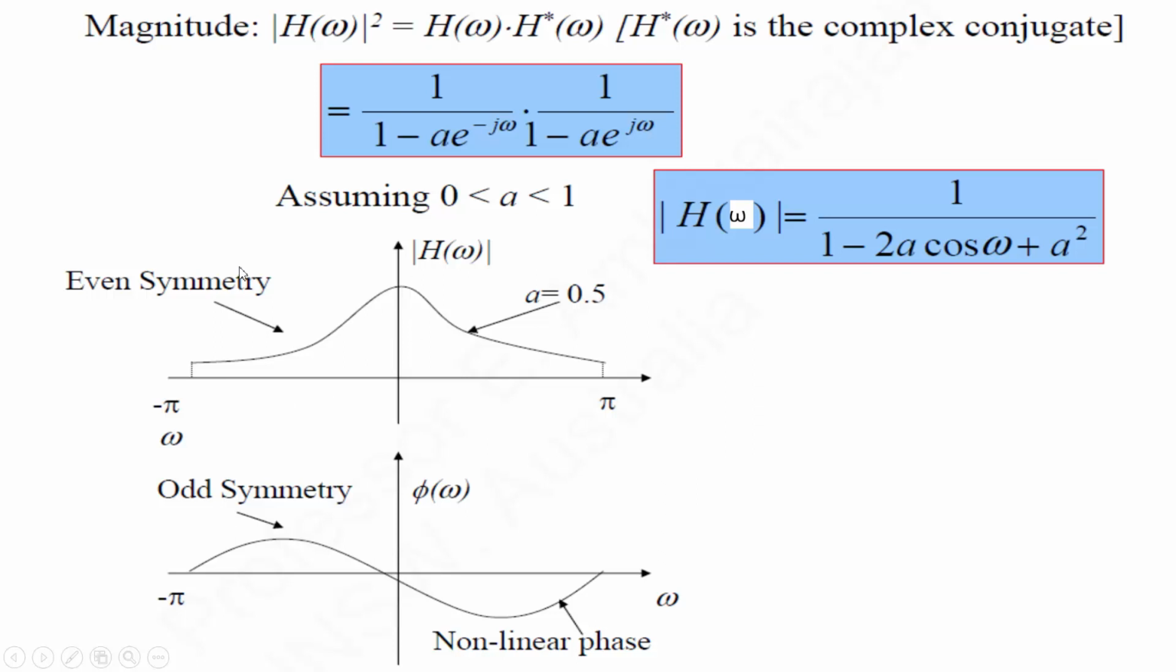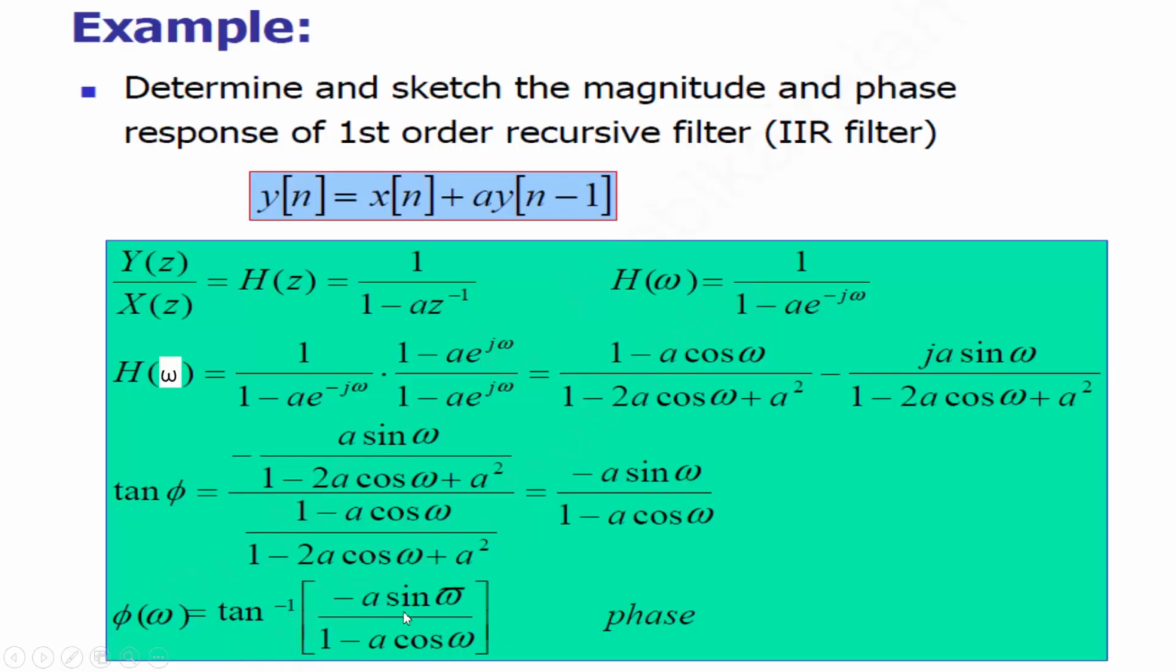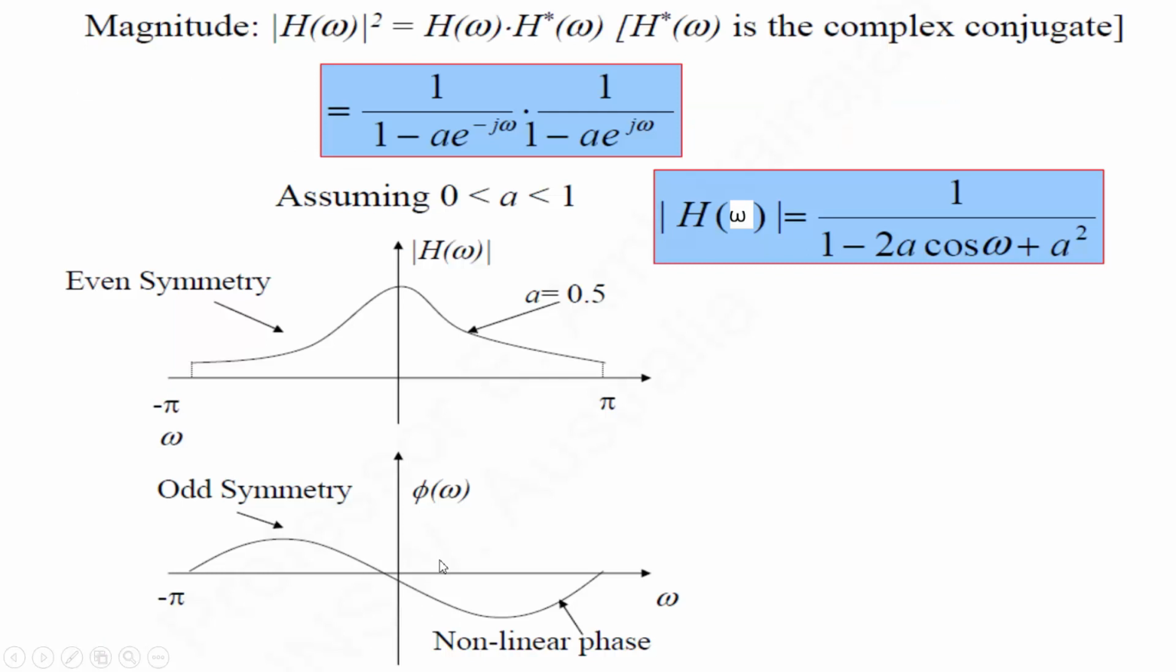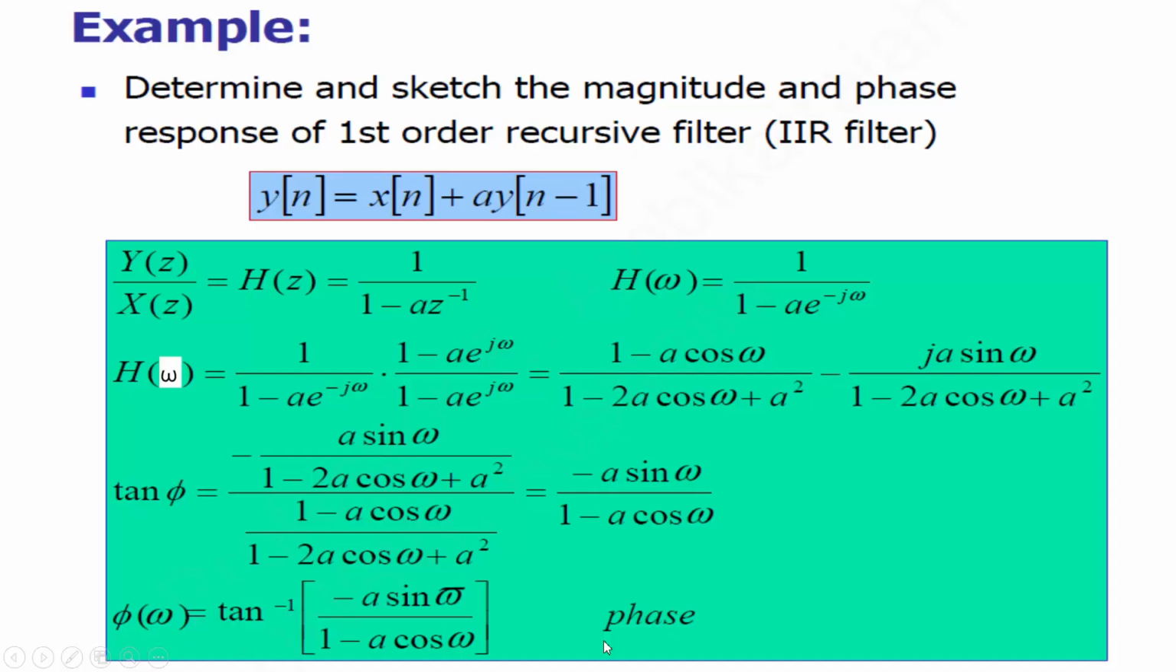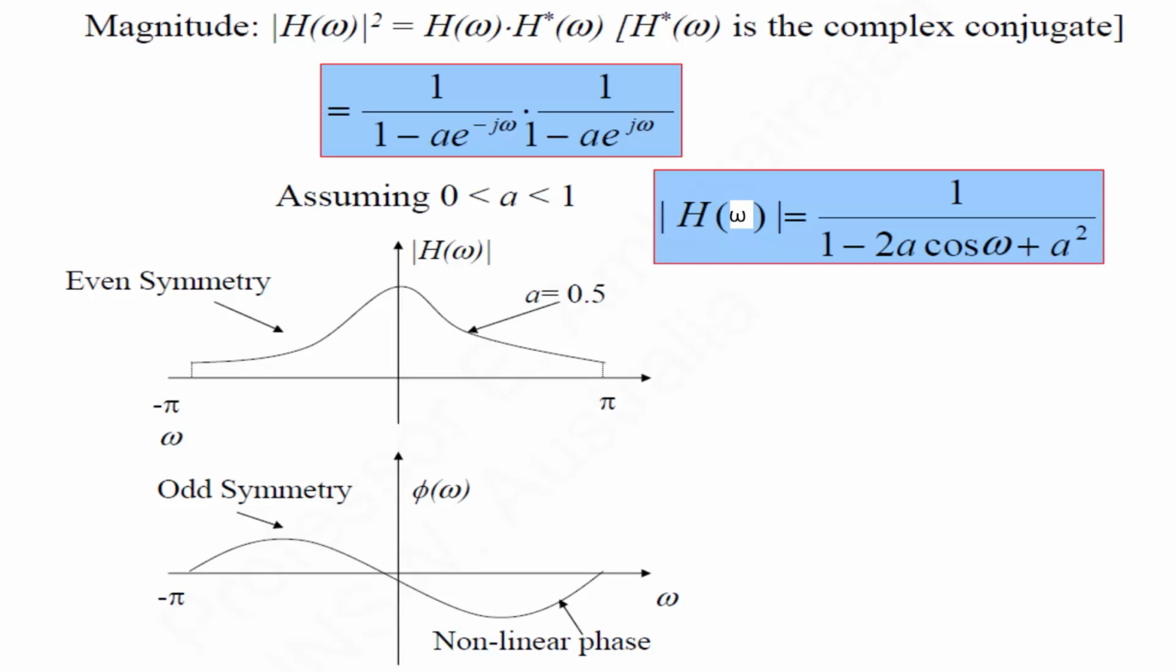You notice here that this is an even symmetry. And the phase is basically the tan inverse of this value. So the phase will be an odd symmetry, very clear from the graph, and it is a non-linear phase. It is not linear phase in this case, because it is represented by tan inverse. This is how you will be able to find the magnitude and phase responses of the systems.